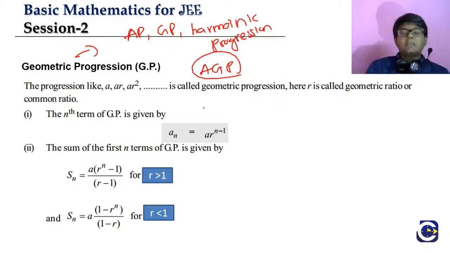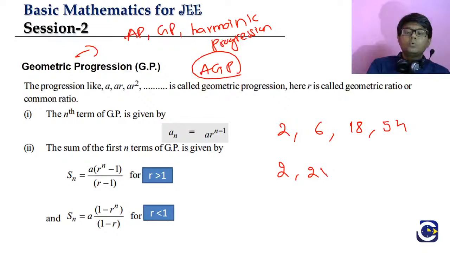So what is a geometric progression? In a geometric progression, the common ratio between successive terms is the same. Look at it: we have 2, then 6, then 18, then 54. So if you look at it, it is 2 into 3, 2 into 3 square, 2 into 3 cube, like this. So it is like what?